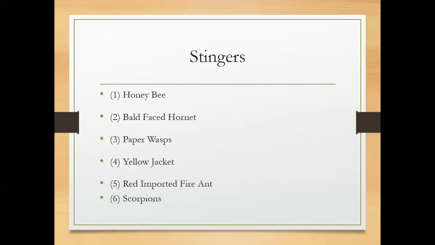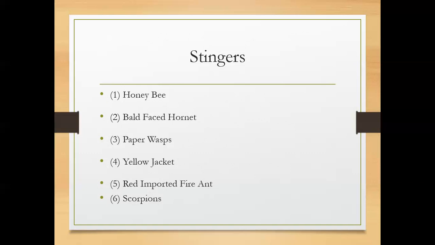Okay, now there are certain types according to which venomous animals are classified. Means there are certain ones which have stings, and certain ones which don't sting. They have a pouch or teeth, or sometimes they spray or they bite. So we categorize according to that. Number one are stingers. Among stingers, the examples are honeybee, bald-faced hornet, paper wasps, yellow jacket, red imported fire ant, and scorpions.